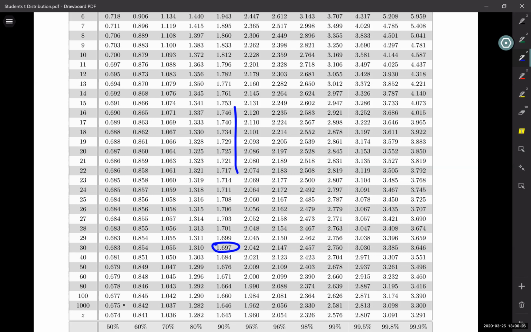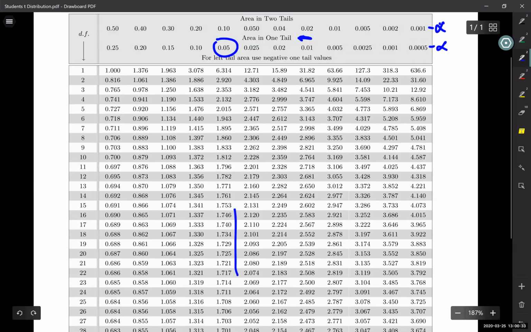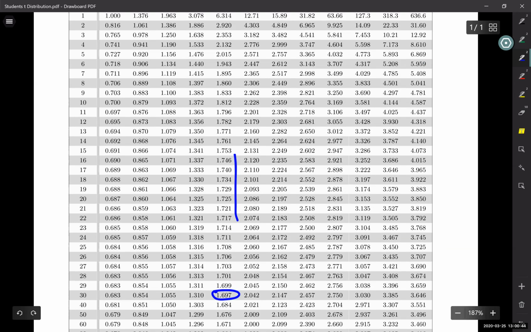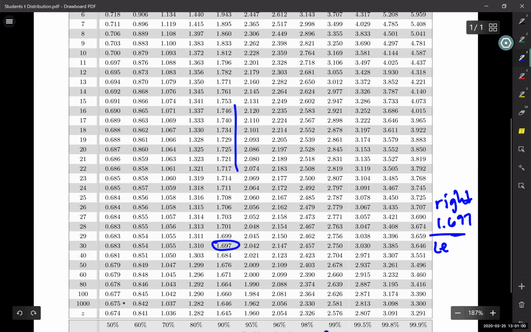But before I do, I wanted to point out these numbers you see here are all for if I was using this area in 1 tail, this is all the right tail values. And it tells you right here, for left tail areas, use negative 1 tail values. So here, with my number, right tail, which is what we have, it would be 1.697. That's it. If this had been a left tail test, I would have used negative 1.697.